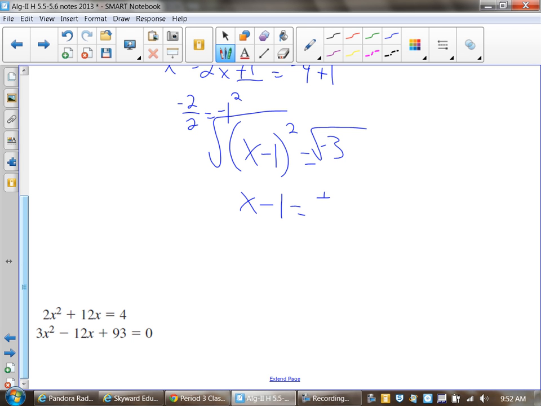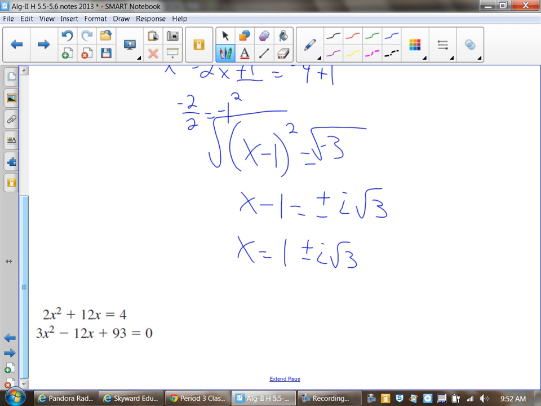Plus or minus i root 3. And then lastly, what do I have to move? The 1. So you get x equals 1 plus or minus i root 3.